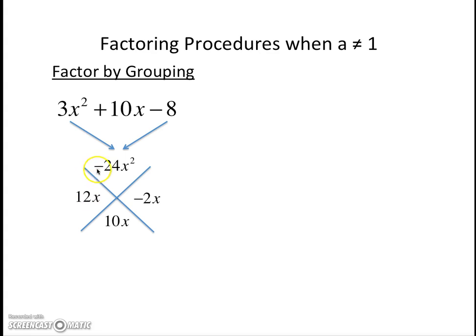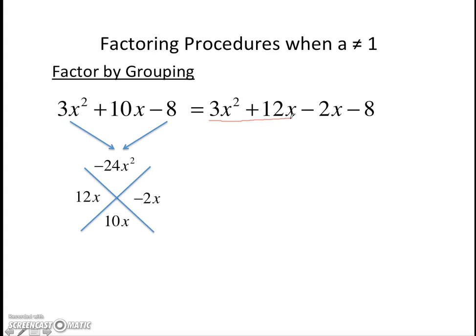So again, I need to break down this 10x into two terms. Those two terms need to add together to give me 10x, and multiply together to give me the product of the first term and the last term. So what I do is I replace that 10x with the 12x and the negative 2x. And then I look for a common factor in the first two terms.